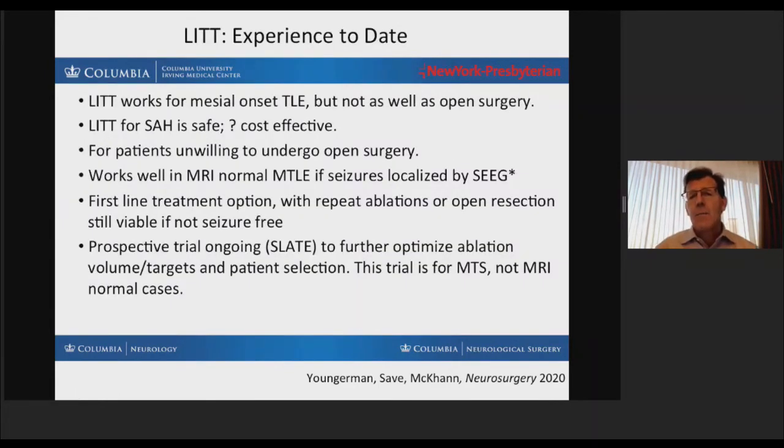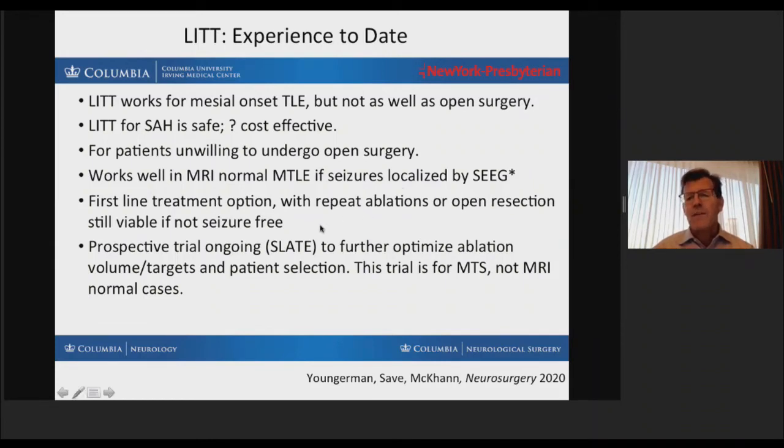So in our practice, laser ablation is used a lot for mesial onset temporal lobe epilepsy, as long as the patient recognizes that their chance of seizure freedom will not be as good as open surgery. But it is safe and very likely cost effective. It's for patients also who are unwilling to undergo open surgery, which is sometimes the case. And in a particular case, like the one I just showed, if the case is MRI normal, but the seizures are localized by stereo EEG to the mesial structures, then laser ablation is a valid option.